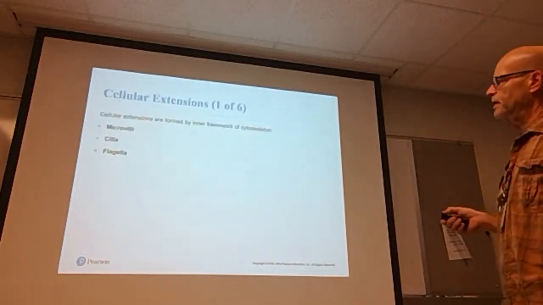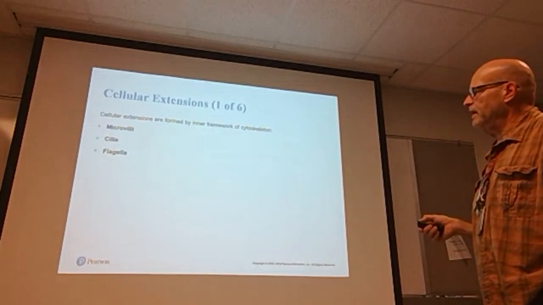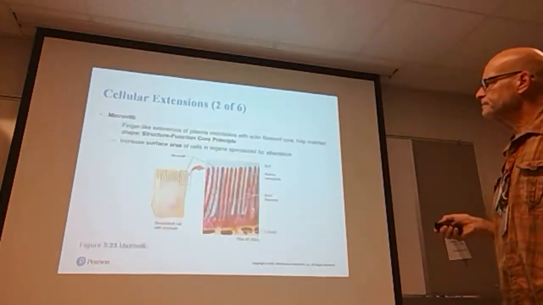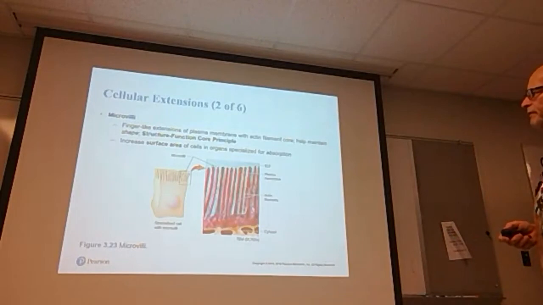Cellular extensions, we have three different types. We have the microvilli, we have the cilia, and the flagella. The microvilli are finger-like extensions of the plasma membrane. They are made primarily of actin. They help maintain shape.